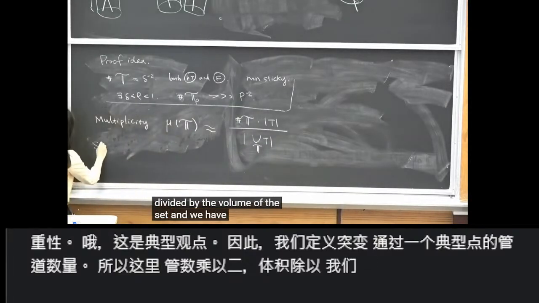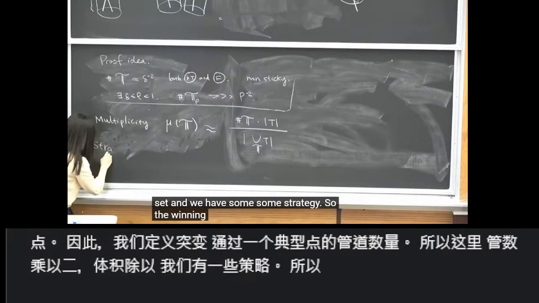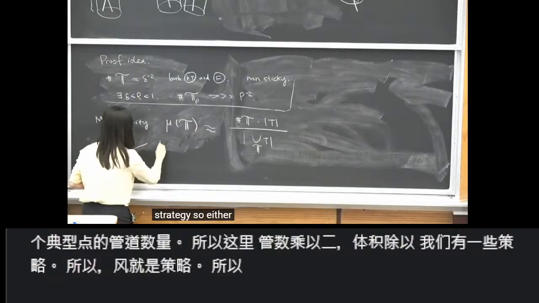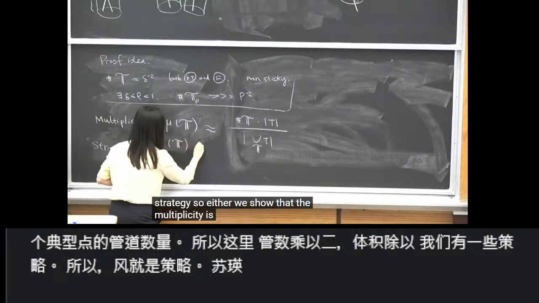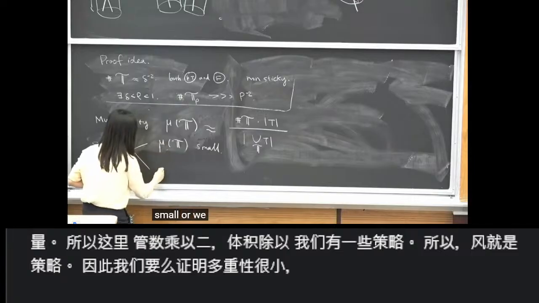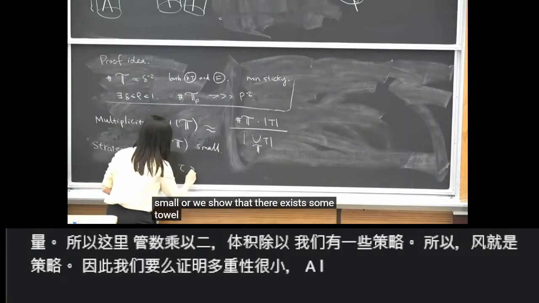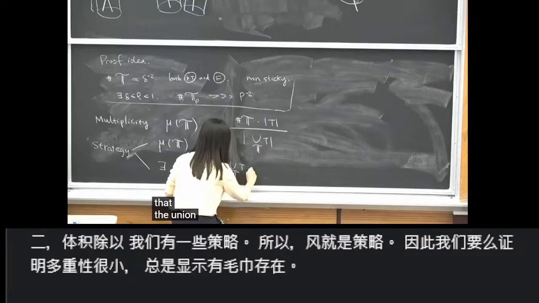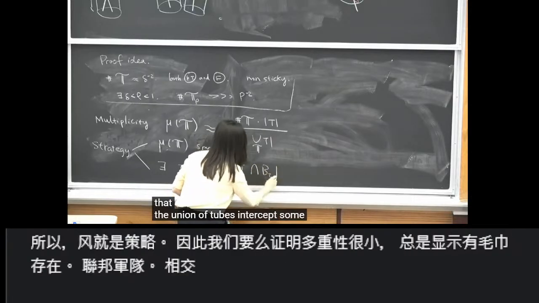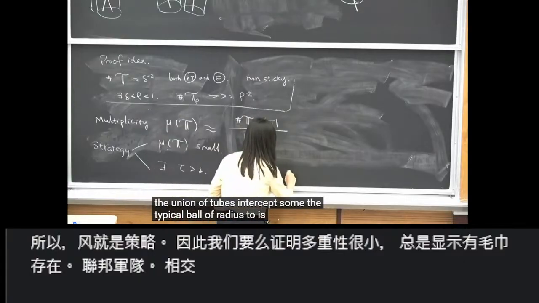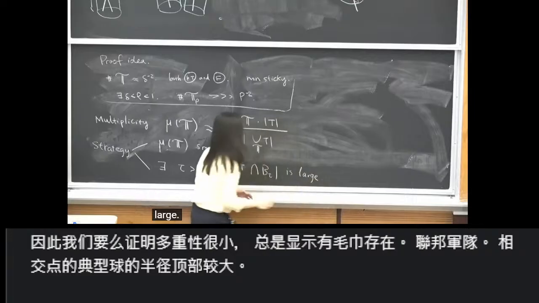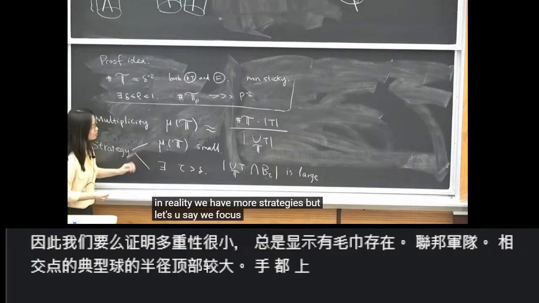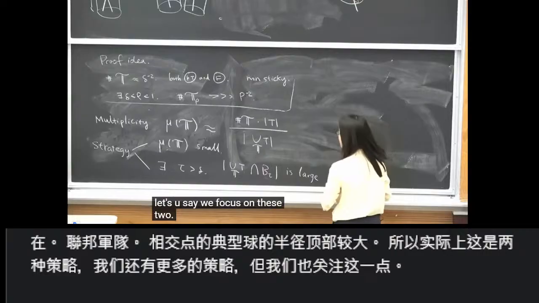And we have some strategy. So the winning strategy: either we show that the multiplicity is small, or we show that there exists some tau greater than delta such that the union of tubes intersecting a typical ball of radius tau is large. So those are two strategies. In reality, we have more strategies, but let's say we focus on these two.